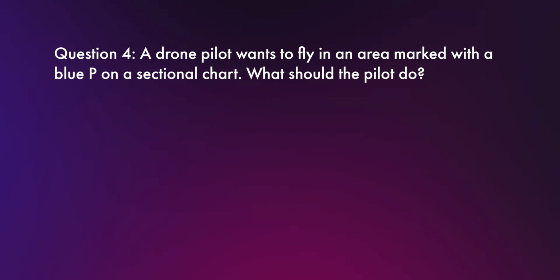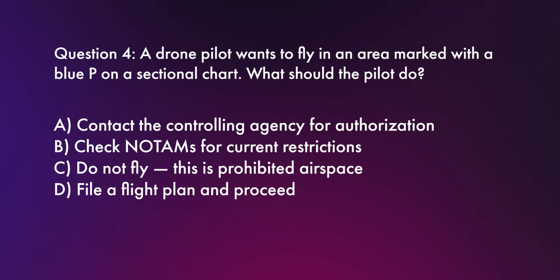Question 4. A drone pilot wants to fly in an area marked with a blue P on a sectional chart. What should the pilot do? A. Contact the controlling agency for authorization. B. Check NOTAMs for current restrictions. C. Do not fly. This is prohibited airspace. Or D. File a flight plan and proceed.